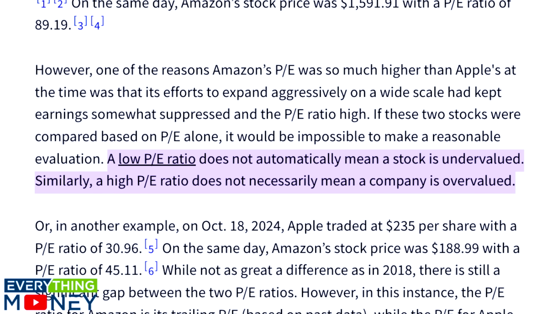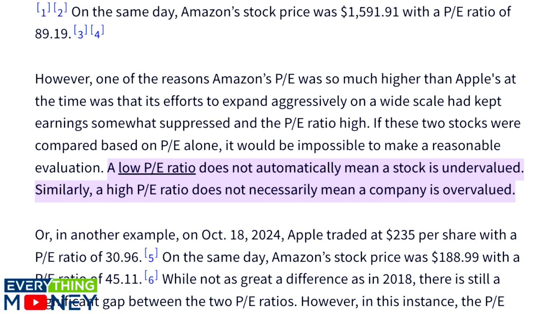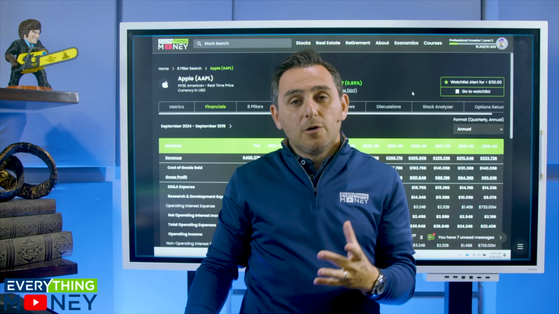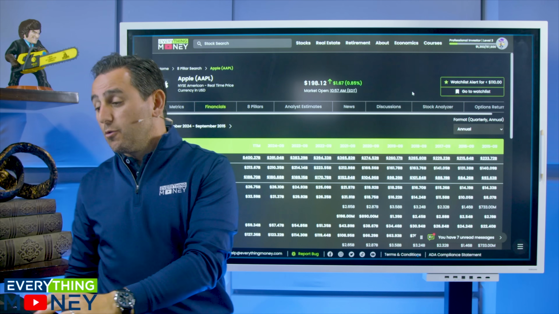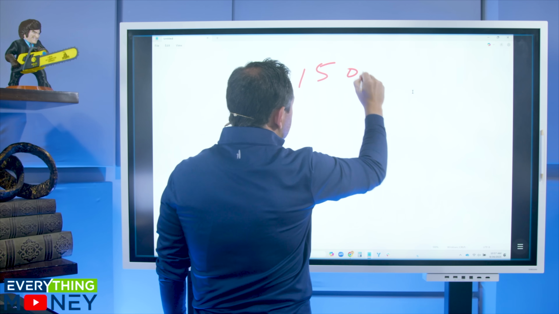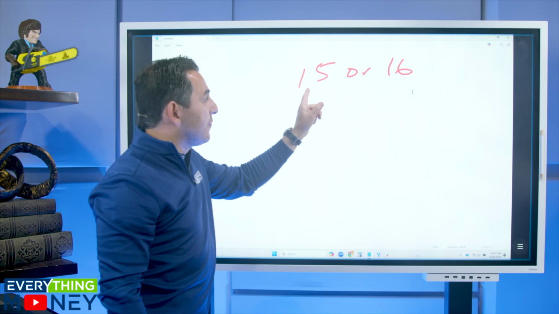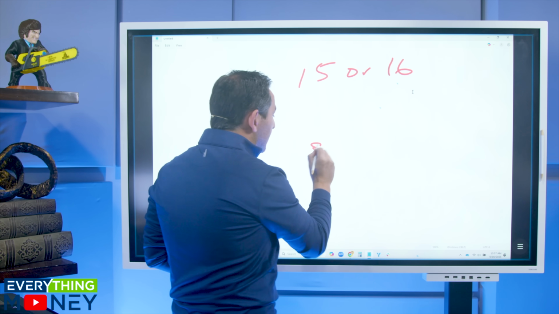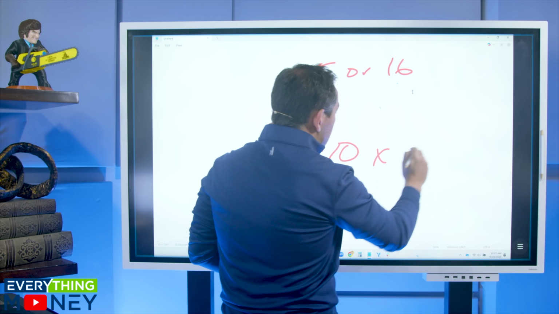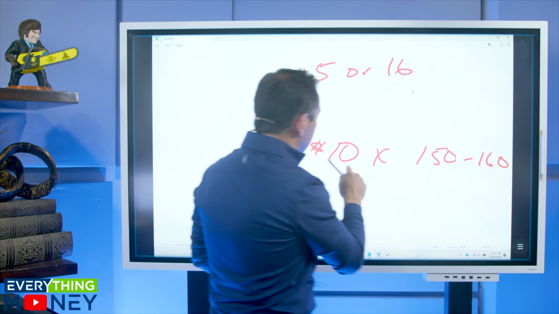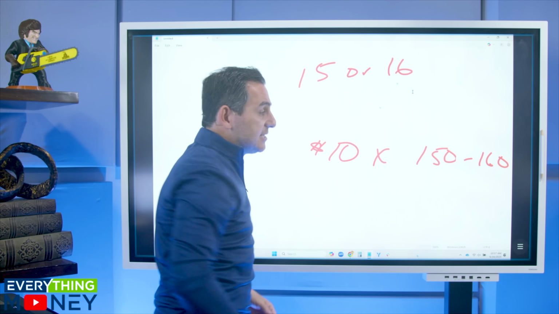The common misconception is that a low PE means that the company's undervalued, and a high PE means that it's overpriced. Well, first off, the question should be, what's low and what's high? Well, the historical average is around 15 or 16. So the average company will sell for between 15 and 16 times its earnings. So if a company makes $10 per share, it should sell for between $150 and $160 per share. $10 per share times 15 or 16.